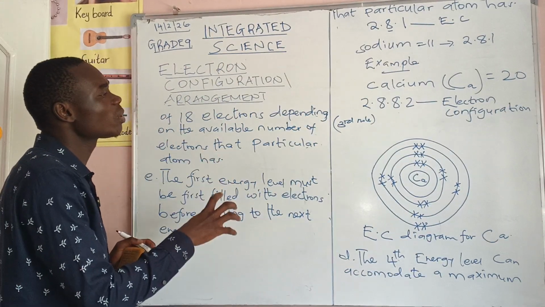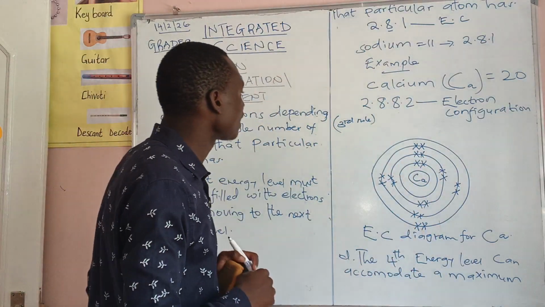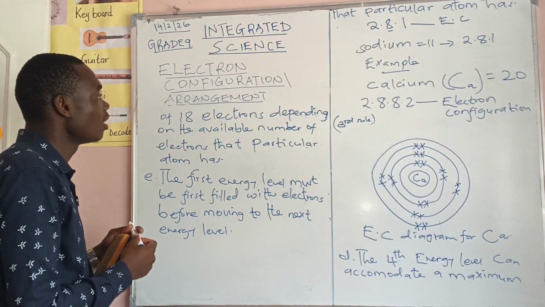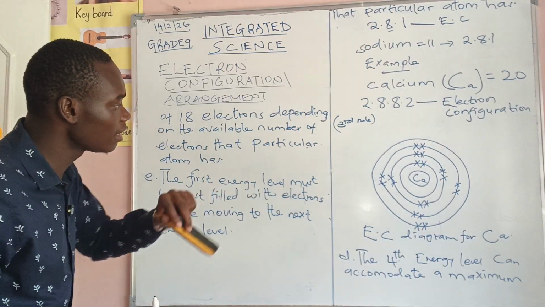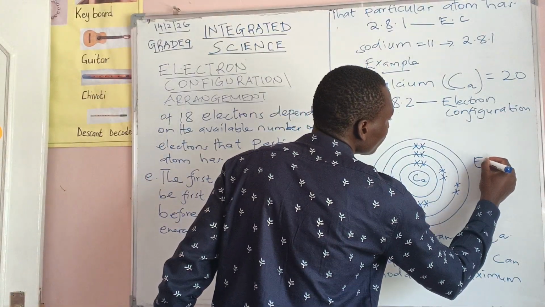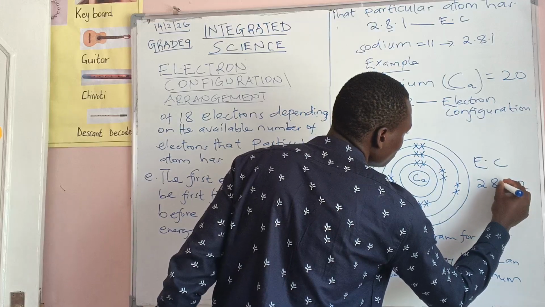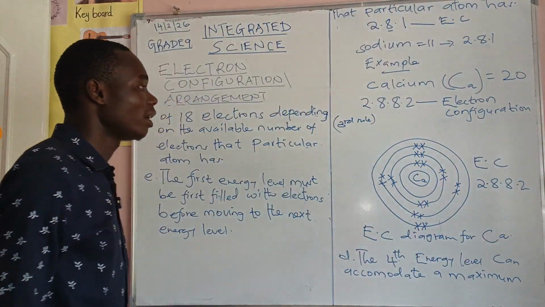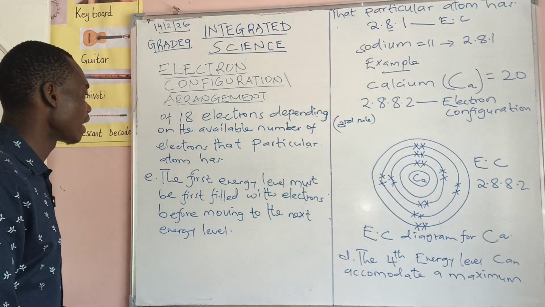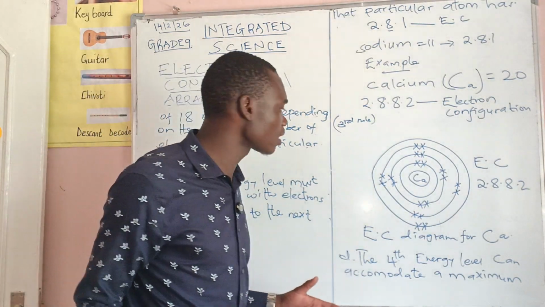Good. Now this is what we call electron configuration diagram and electron configuration. When we are told to draw the electron configuration, as in this case of calcium, the electron configuration here is 2, 8, 8, 2. But this is the electron configuration diagram.